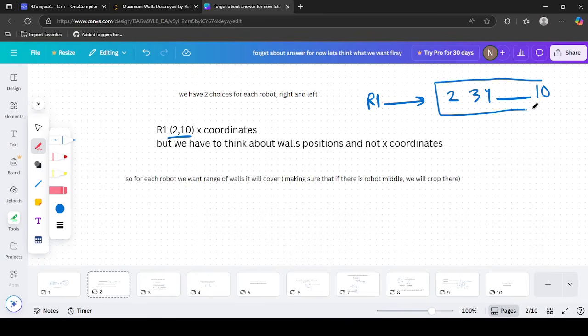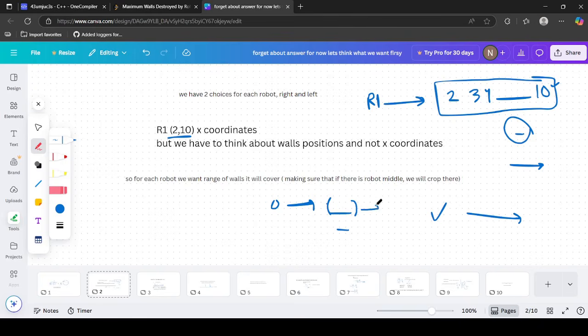But the main goal is not the x coordinates, it is the wall positions, because we want to return the maximum number of walls destroyed. So we want to find the walls destroyed when a robot fires a bullet in each direction. For every robot we have two choices, so we have two different pairs, one when a bullet is fired right and one when fired left. For every pair we have to find the indices of the walls covered in that range, so that we can find the walls destroyed by each robot in either direction.